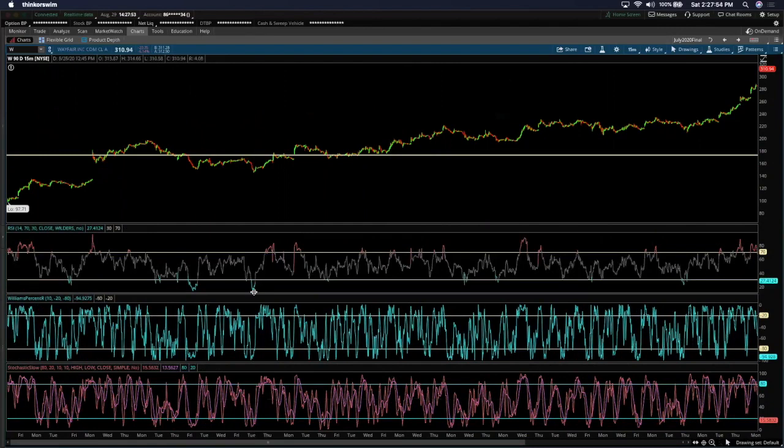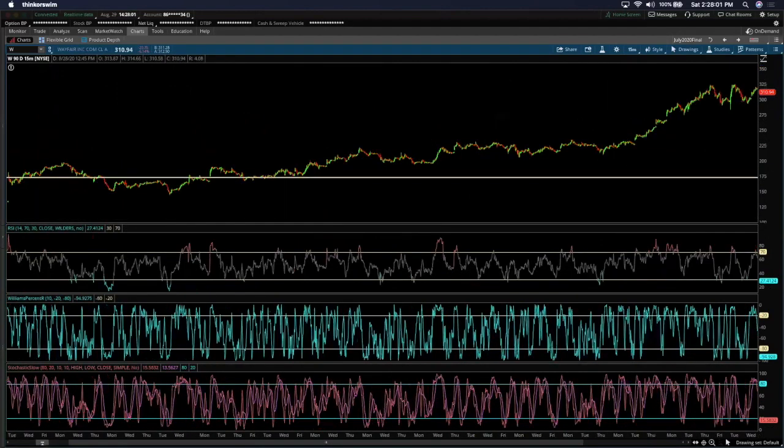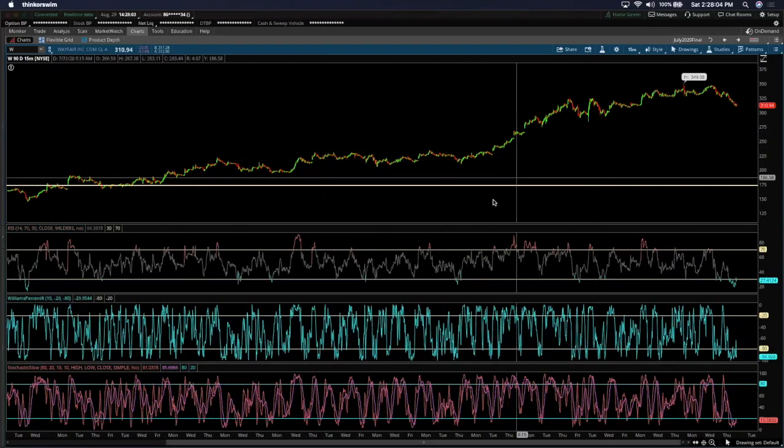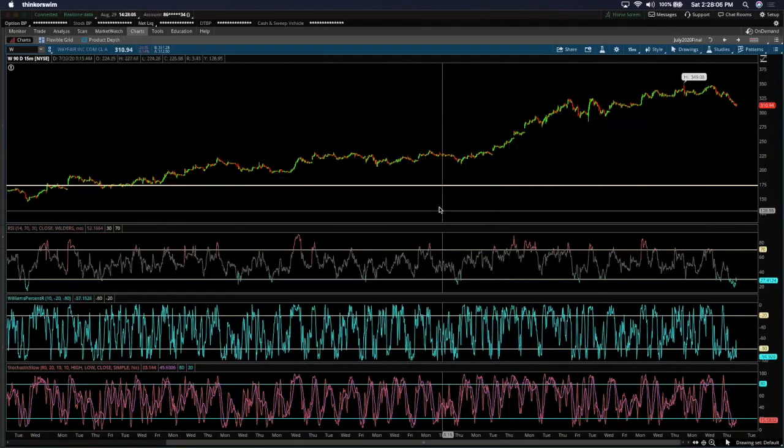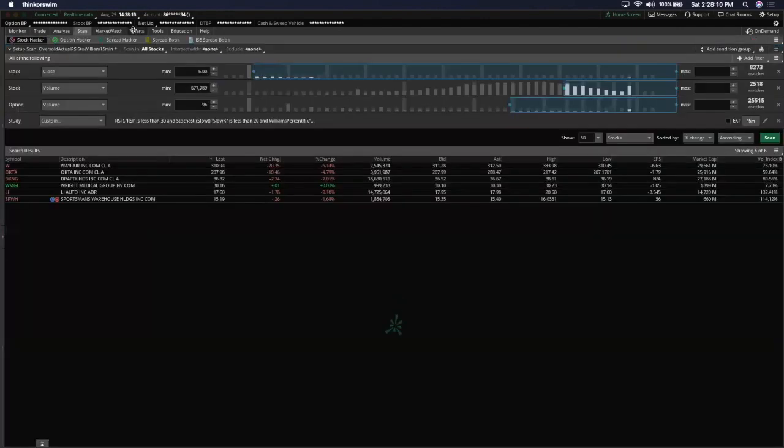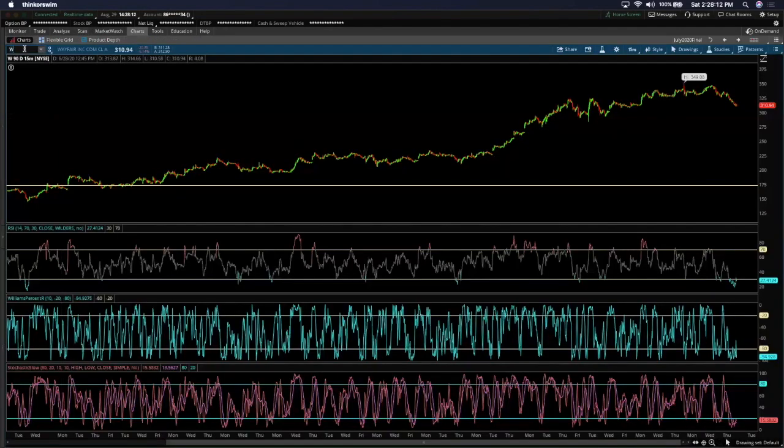Here again, this was way oversold, everything oversold, and it got back. So in a strong uptrend, if all three are oversold, they tend to come up, and that's what I'm trying to get out of. There was one more, Octa. Let's try to do that.